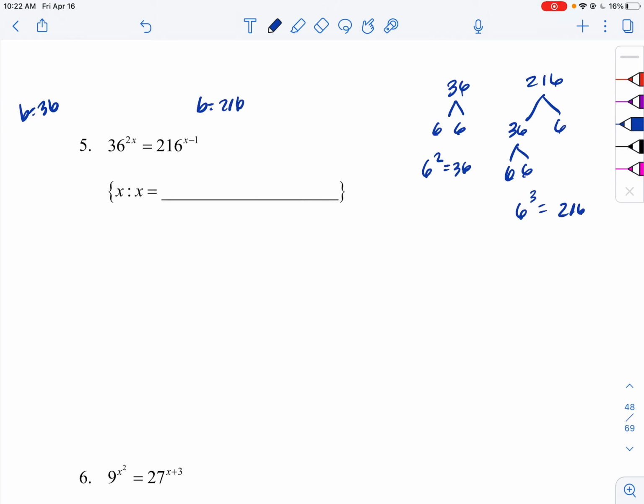So just like that, I wrote it as the same base. So this is 6. Please take a look at how I'm going to write it. 6 squared to the power of 2x equals 6 cubed in parentheses to the power of x minus 1. Okay, let us solve power of a power.